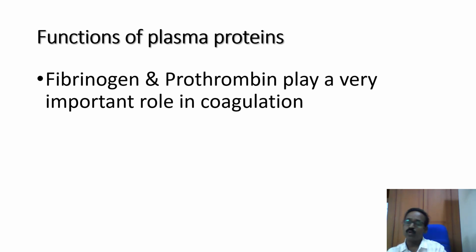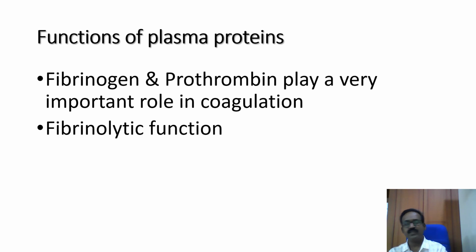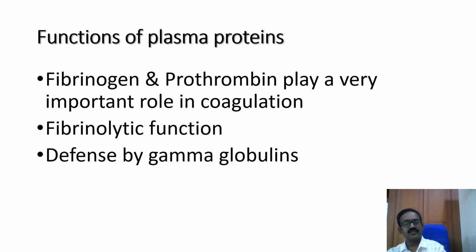After the coagulation forms, the coagulated material should be lysed, otherwise it will interrupt the circulation. That is done by the fibrinolytic system. Protein C and S are plasma proteins helpful for the fibrinolytic system function. And the next function is that gamma globulin from the B lymphocyte plays an important role in immunity by producing the immunoglobulin.